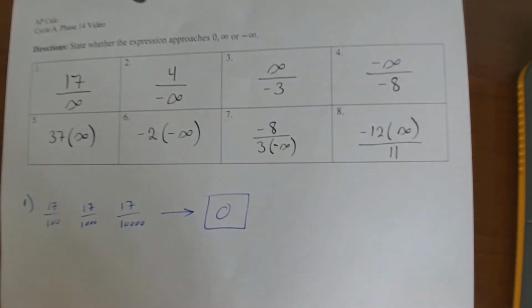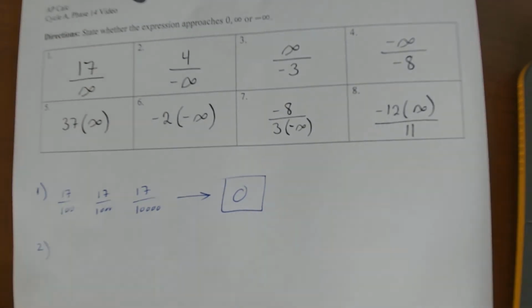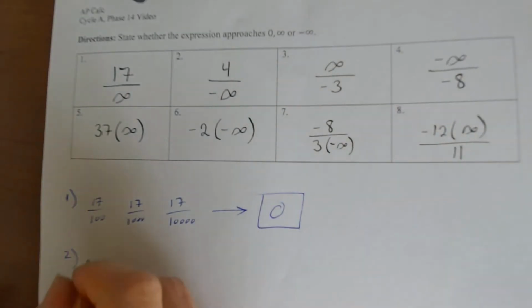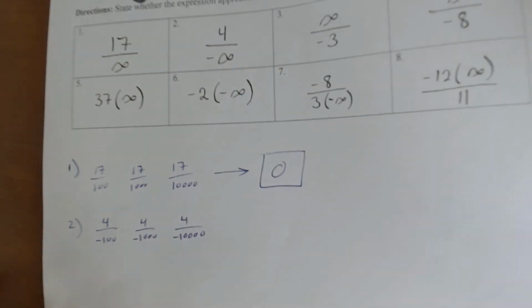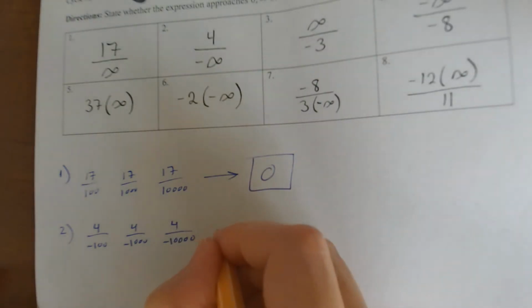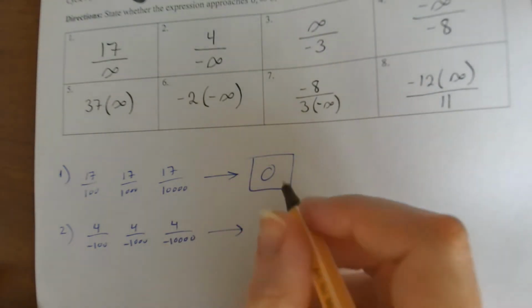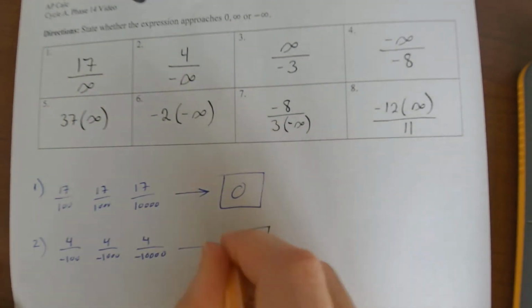So that's the first one. The second one is very similar. So think of like 4 over negative 100, 4 over negative 1,000, 4 over negative 10,000. So again, the denominator is growing, the numerator is staying constant. So this expression is again approaching zero.